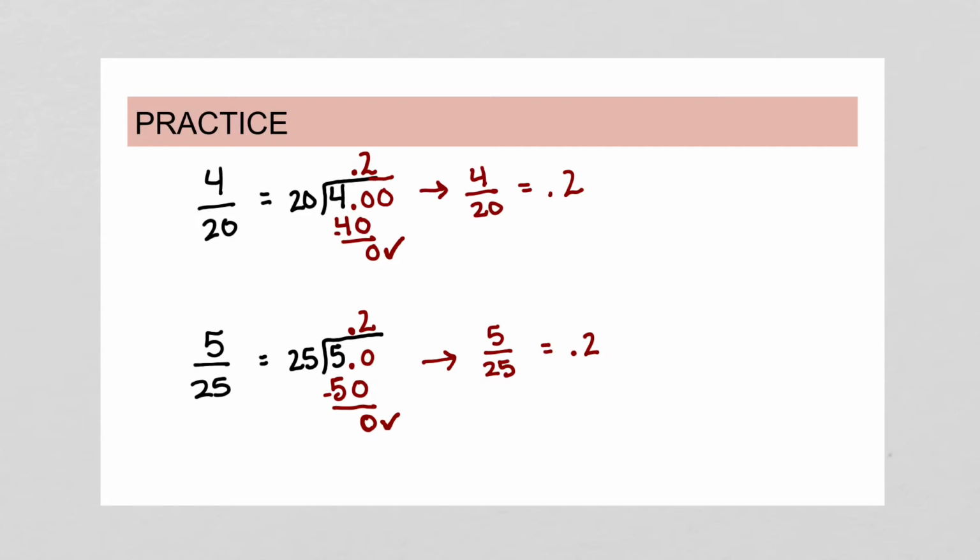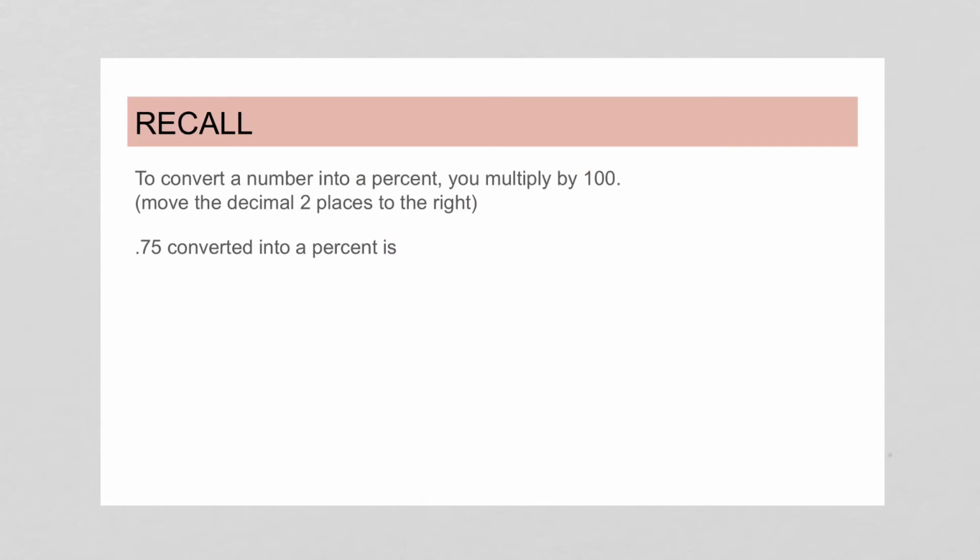That was unintentional. Okay, so that was the first step, using that long division, understanding that the fraction bar is the same thing as saying divided by. The second thing I want you to recall is that to convert a number into a percent, you just multiply by 100. And we remember that shortcut that when you multiply by 100, you can just move the decimal 2 places to the right. Because when you multiply by 100, it does just move the decimal 2 places to the right.